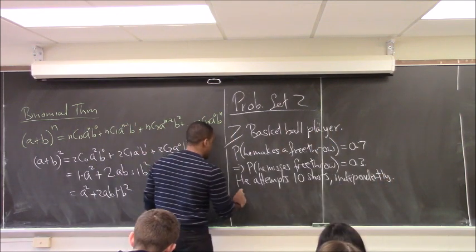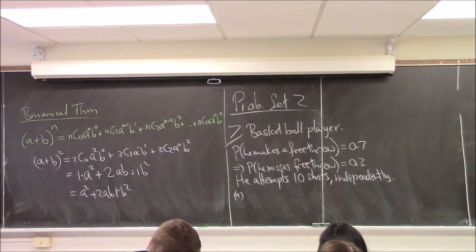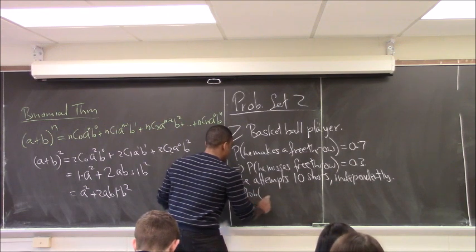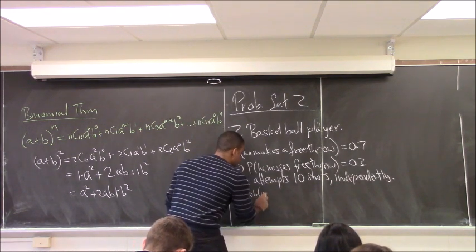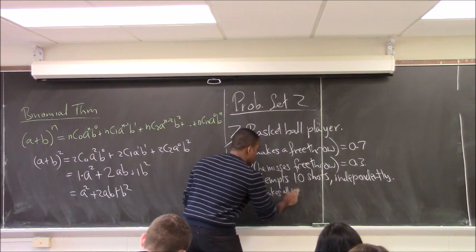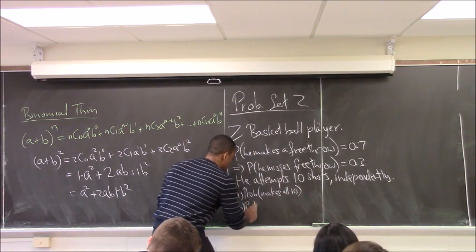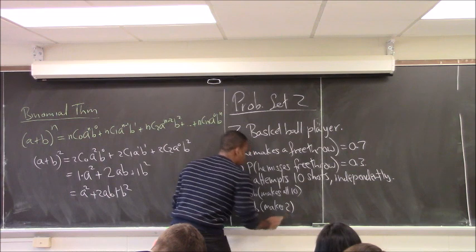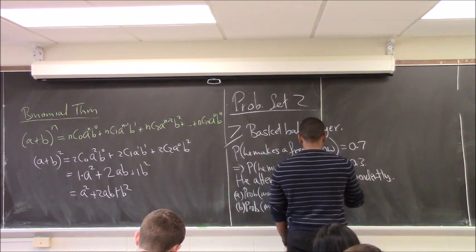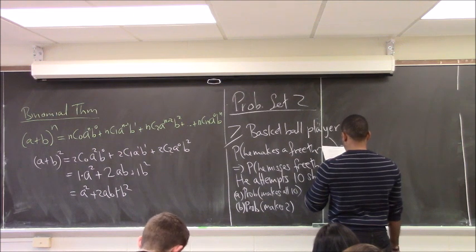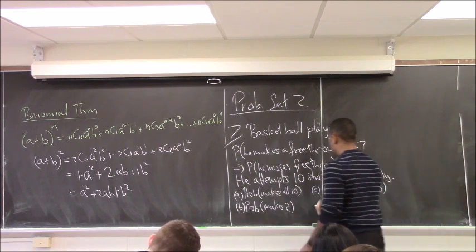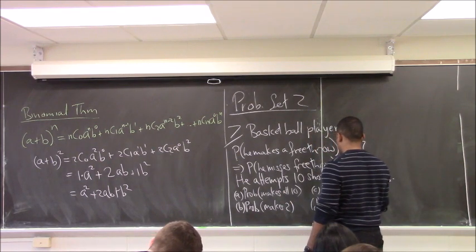And then we wanted to figure out specifically: A, what is the probability he makes all 10 shots? B, what is the probability he makes exactly 2? C, what is the probability he makes somewhere between 3 to 5? And what is the probability he will make at least 1?